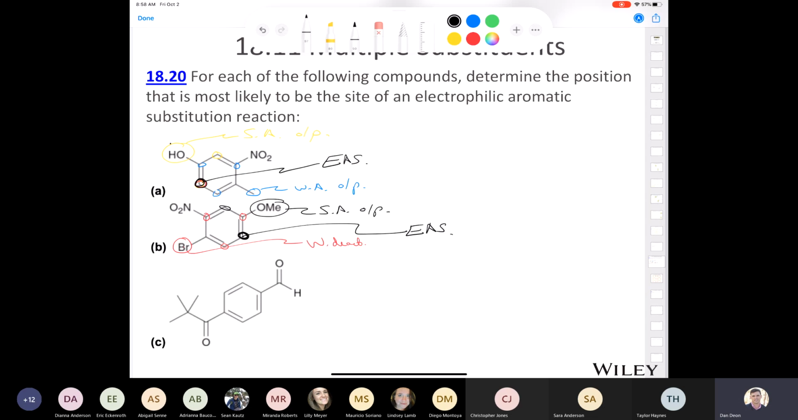The last two both have carbonyls on them. So they both have moderate deactivators. Each of these is a moderate deactivator, and moderate deactivators are going to be meta directors.